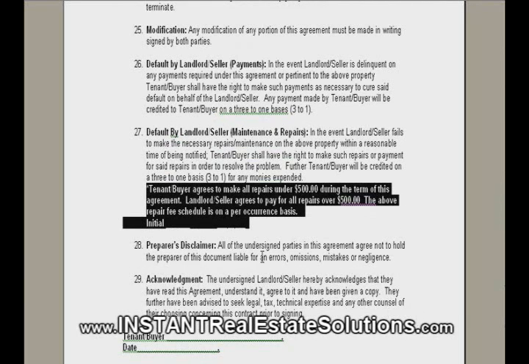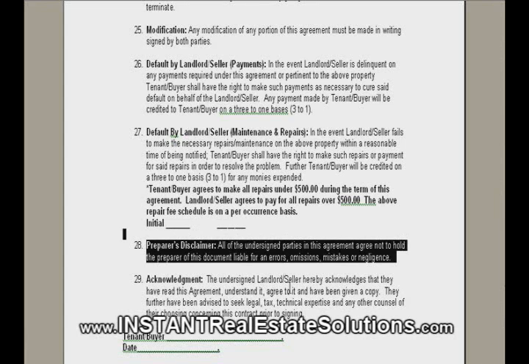Preparer's disclaimer. All the undersigned parties in this agreement agree not to hold the preparer of this document liable for any errors, omissions, mistakes, or negligence. That preparer will be you.